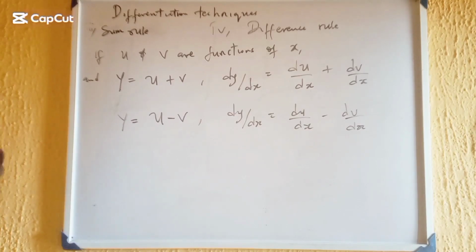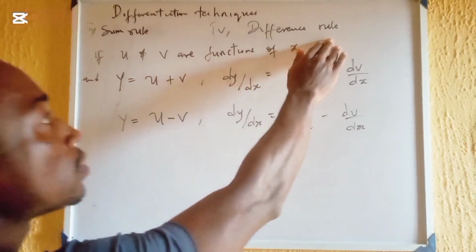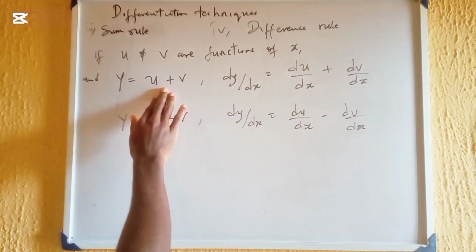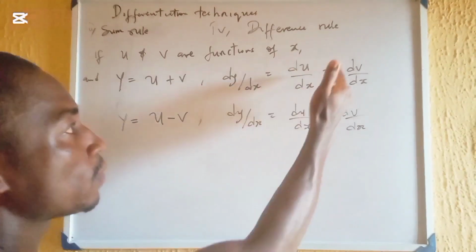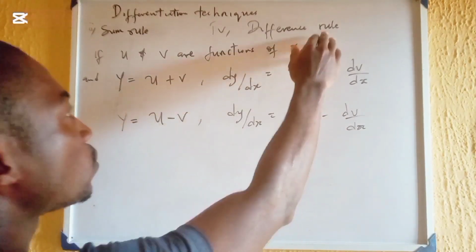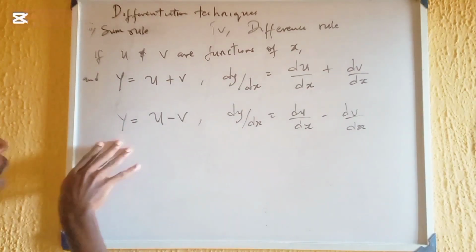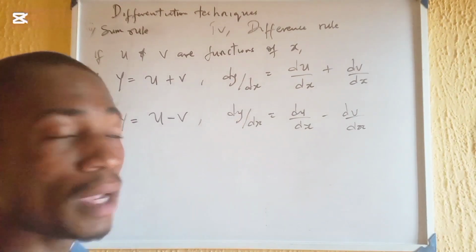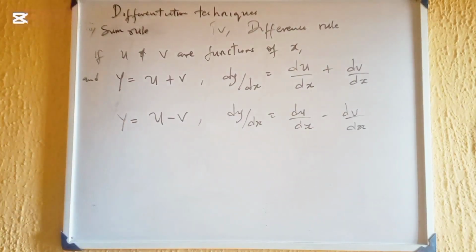The next techniques we want to look at are the sum rule and difference rule. So what's the sum rule about? We said if u and v are functions of x, so in this case, u is a function of x and v is also a function of x, and y is equal to u plus v, then dy/dx is equal to du/dx plus dv/dx. Now for the difference rule, the same thing applies. If y is equal to u minus v, then dy/dx is equal to du/dx minus dv/dx.